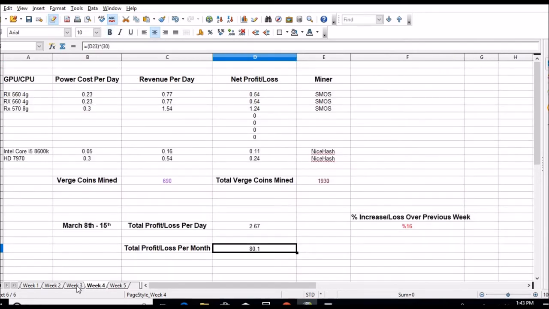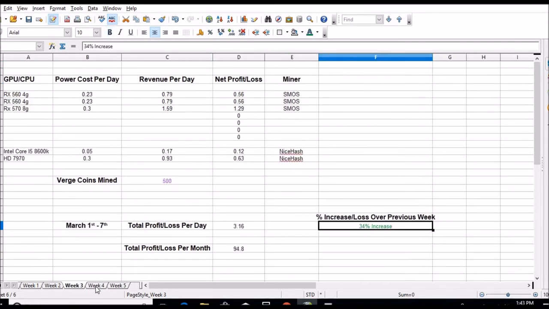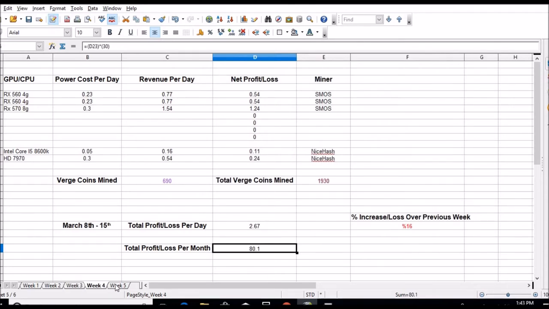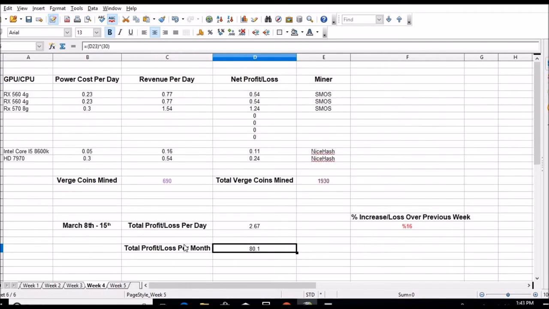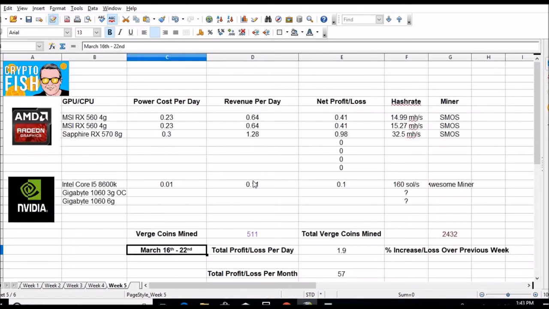Every week I put these numbers in and see what my profit is over the last week, whether it's a profit or an actual loss. Like last week it was an actual loss. I'm sure it'll be an actual loss again this week because I lost my HD 7970 card. But I am replacing it with these two 1060 gigabytes, making this an NVIDIA rig. And then of course this is my AMD rig.